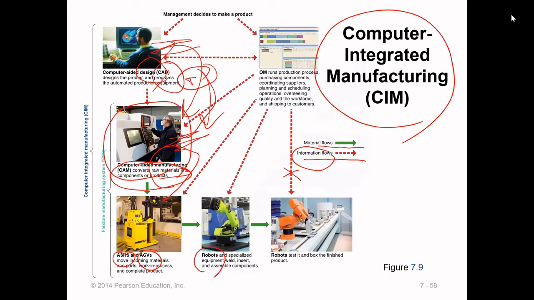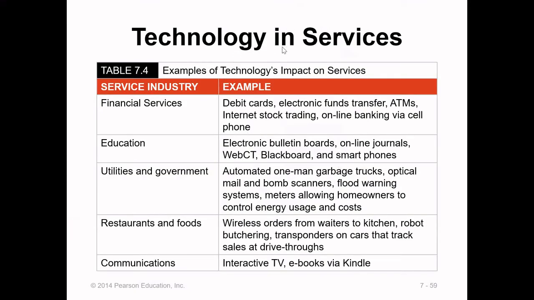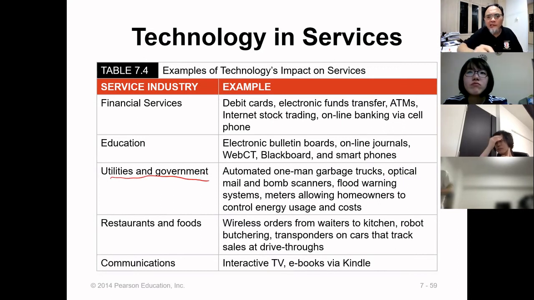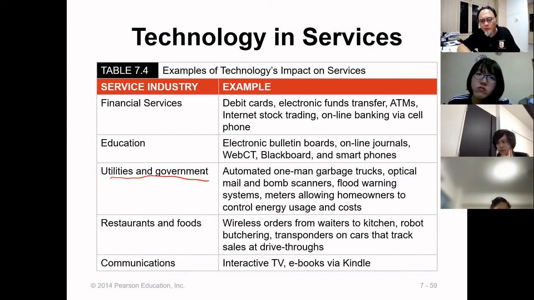Okay, we were here, right, just now. I've already mentioned to you computer integrated manufacturing. And of course, I think you can see a lot of the latest development in terms of technology and services. Just now, that is McDonald's. Financial services, debit card, electronic fund transfer, especially today, is going to be more and more. You have to pay your bill, utilities and government. In Malaysia, for example, you have to have your own apps for bill payment. You have apps for your mobile services. Everything is all computer based.